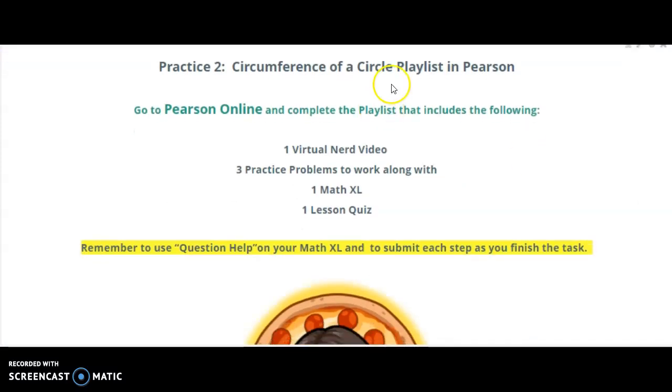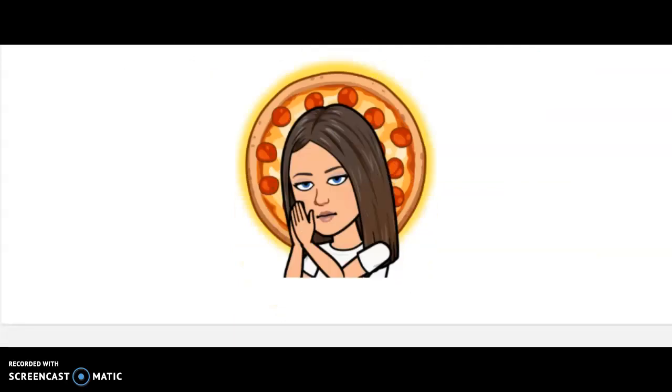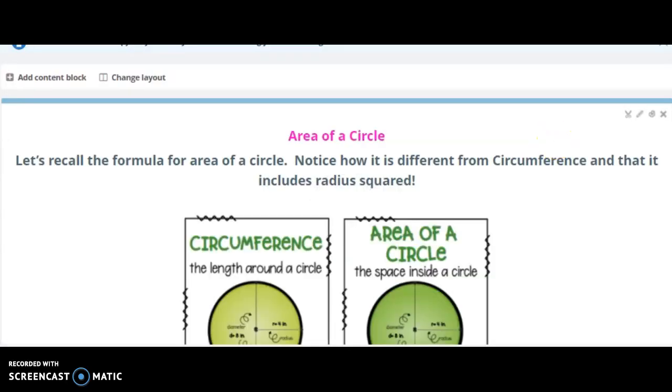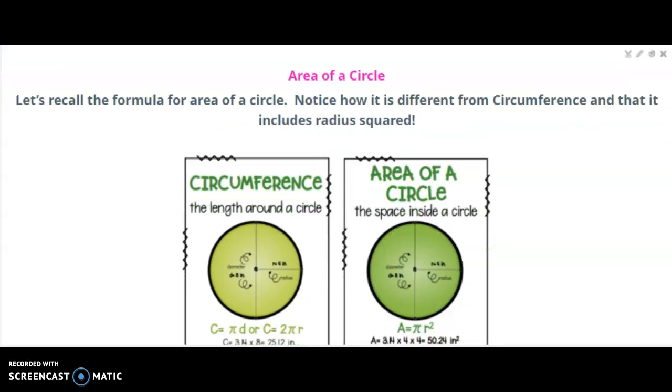Practice 2, you have a playlist in Pearson. So you'll go to Pearson Online and complete the playlist that includes the following: a virtual nerd video, 3 practice problems that will just kind of show you step by step how to solve those. It has a Math Excel. Remember to use that question help button, and then a lesson quiz on circumference. Okay, so that is our circumference lesson, followed by step 3, which will be a lesson on area.